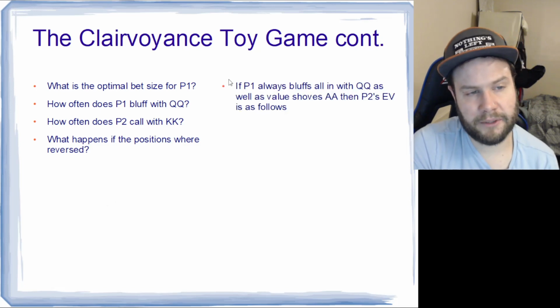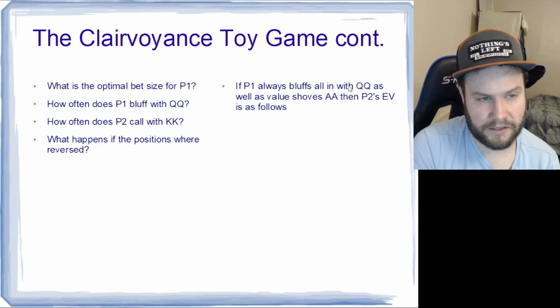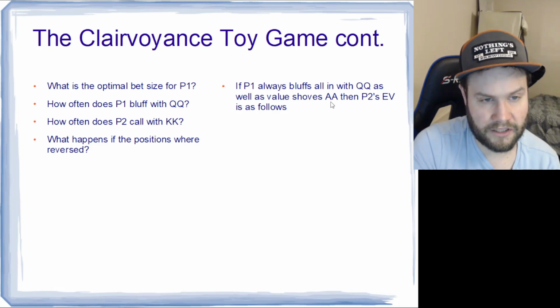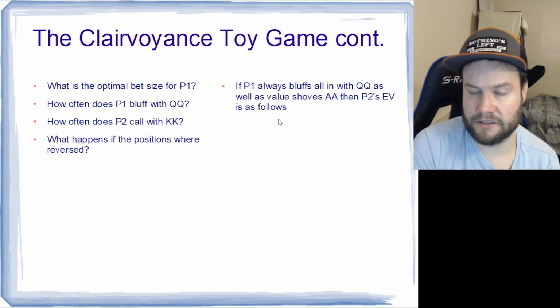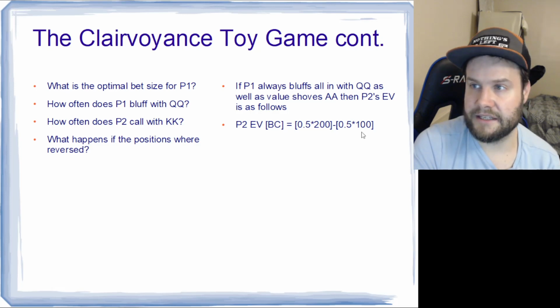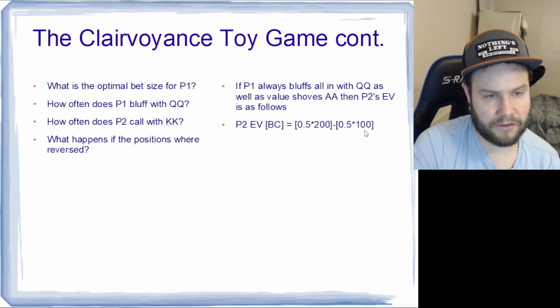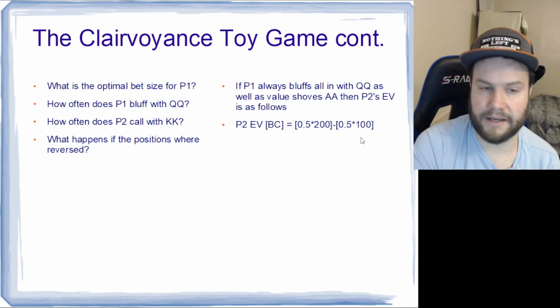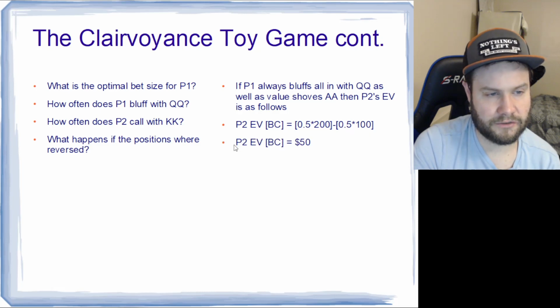All right, so if player 1 always bluffs all in with queen, as well as value shoves ace, then player 2's EV can be calculated as follows. So we saw before that the EV of shoving with ace is going to be 200, right? It's pot plus bet, so the pot is 100, the bet is 100, and they're going to have ace half the time. Then you have to subtract that the EV of shoving with queen is you lose the bet. So half the time you lose 100. So the EV of shoving the entire range is $50.